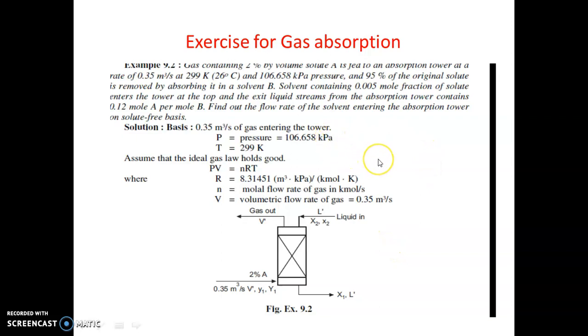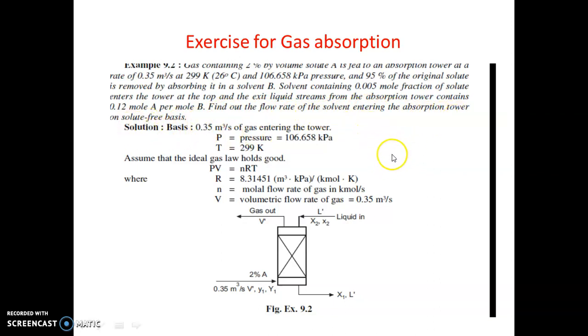Then we will discuss another problem. In this problem, a gas containing 2% by volume of a solute A is fed to an absorption tower at the rate of 0.35 cubic meter per second at 299 Kelvin and 106.658 kilopascal pressure, and 95% of the original solute is removed by absorbing in the solvent B. Solvent containing 0.005 mole fraction of solute enters the tower at the top and the exit liquid stream from the absorption tower contains 0.12 moles A per mole of B. Find out the flow rate of the solvent entering the absorption tower on a solute free basis.